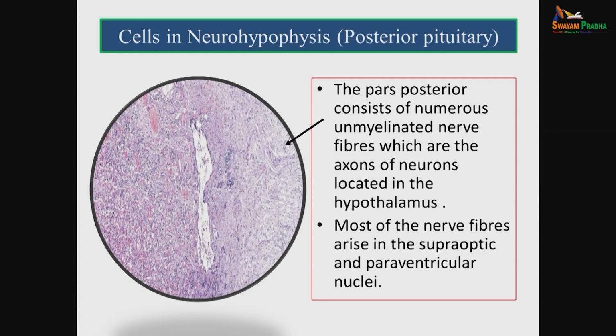Coming to the next part, the posterior pituitary or the neurohypophysis. The posterior pituitary consists of numerous unmyelinated nerve fibers, which are the axons of neurons located in the hypothalamus. Most of the nerve fibers arise in the supraoptic and paraventricular nuclei.